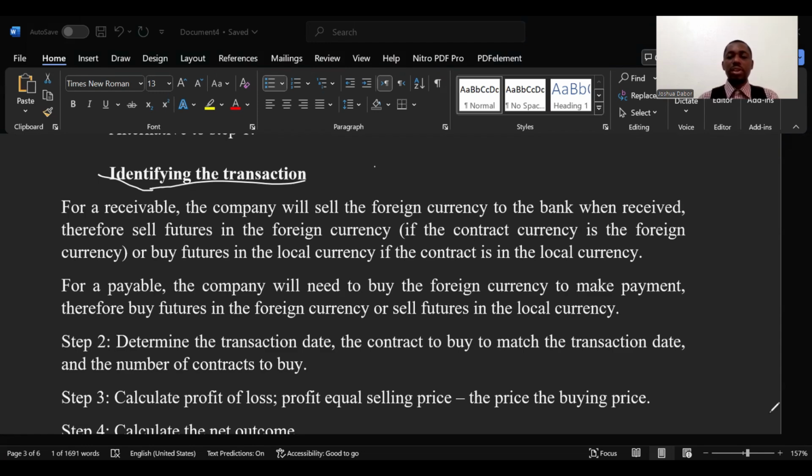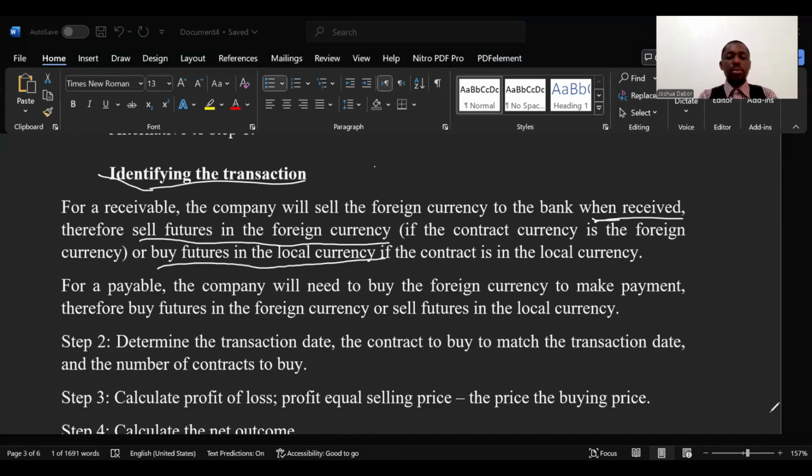For a receivable now, what is the transaction? The company wants to receive the foreign currency, and the company will eventually sell the foreign currency. Therefore, the company will want to sell futures in the foreign currency or buy futures in the local currency. So let me take this again. For a receivable, the company will sell the foreign currency to the bank when the money is received. Therefore, the company should sell futures in the foreign currency or buy futures in the local currency.